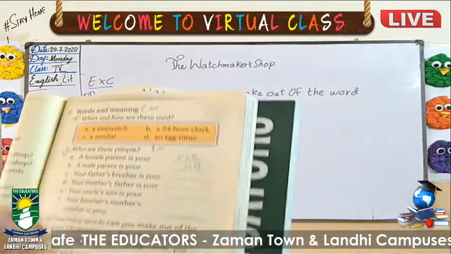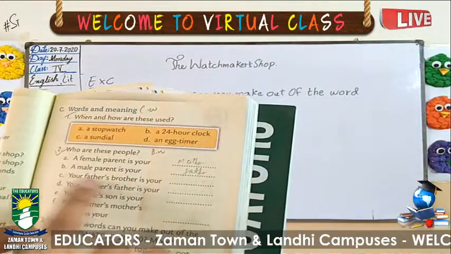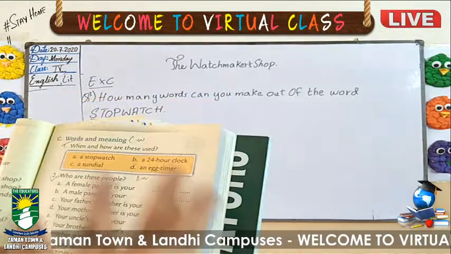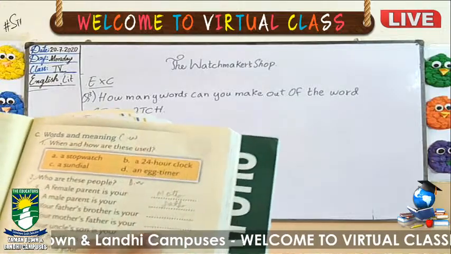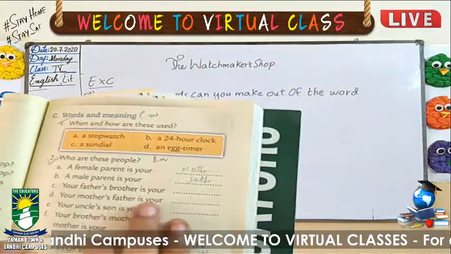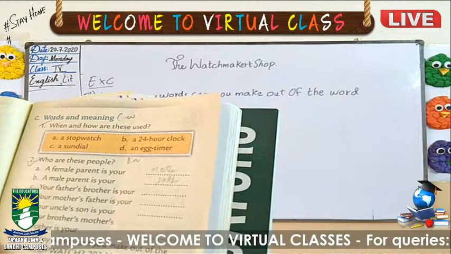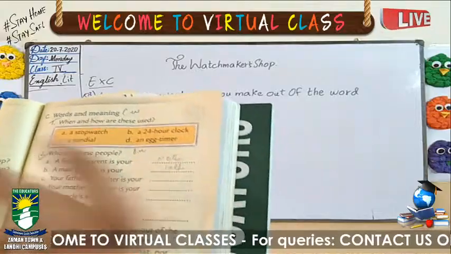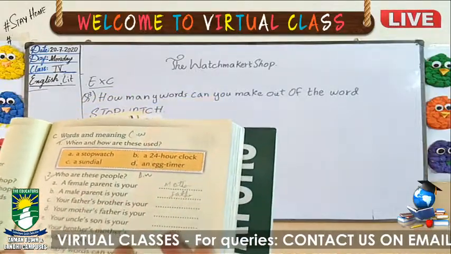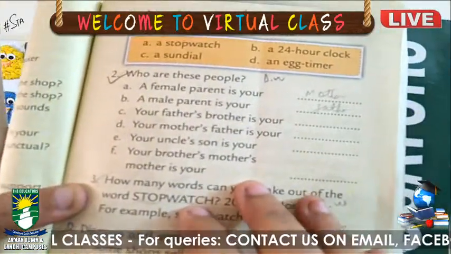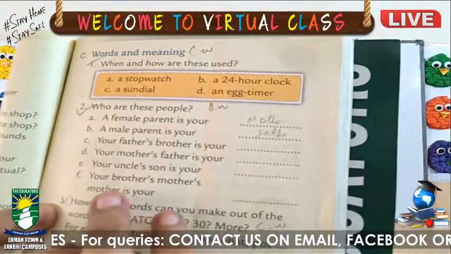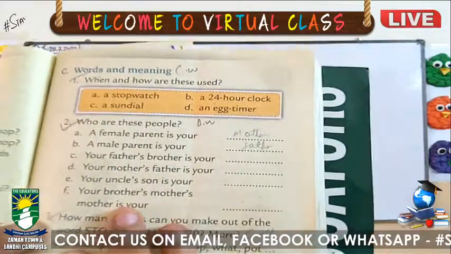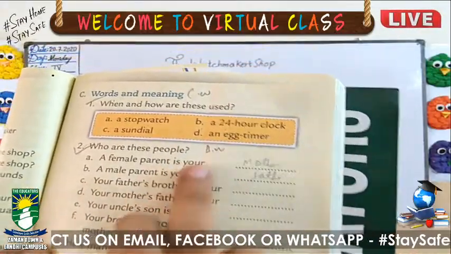Now the remaining ones: your father's brother is your uncle. Whatever you have as the answer, you will write by yourself. Your uncle's son is your cousin, so you can write cousin. If you are thinking of another relationship, you can write that other relationship. Now your brother's mother is your, you will solve by yourself. I have told you how you will solve it.